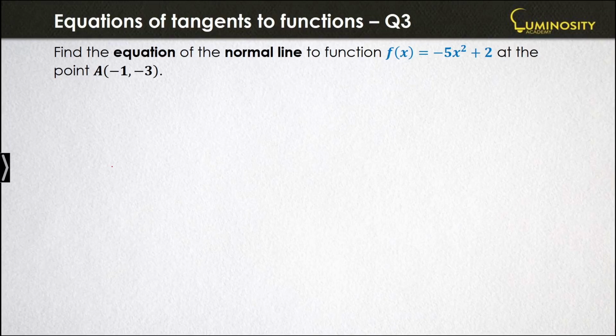Let's have a look at question 3 here. So we want to find the equation of the normal line to the function negative 5x squared plus 2 at the point negative 1, negative 3. So normal line, if we go back to the properties of straight lines that we saw at the beginning here, normal lines are lines that are perpendicular to tangent lines.